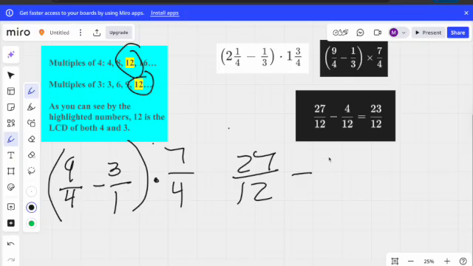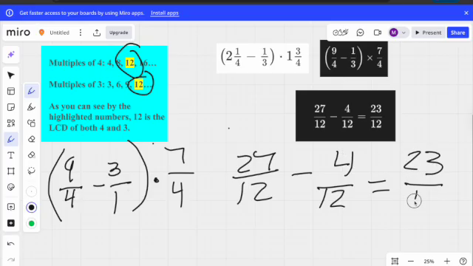We'll go ahead and bring the 4 from over here, and we're going to take that and bring that LCD as well. Go ahead, take away 4 from 27, giving us 23. Bring over that denominator, and we now have 23 over 12.